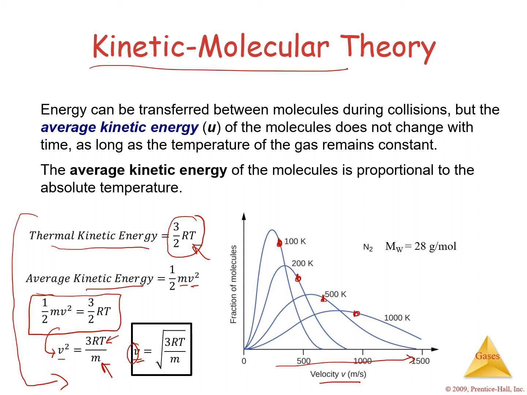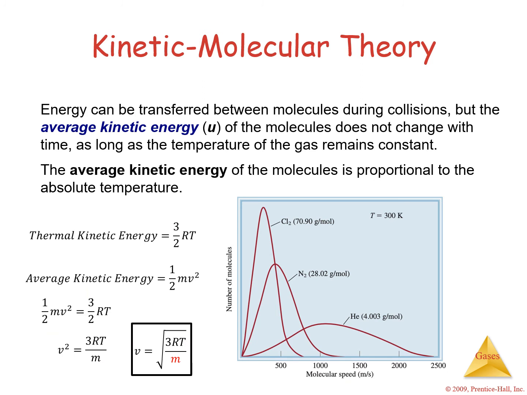But the general shape shows you that this is specifically for nitrogen gas, so with a specific molecular weight, so the mass is constant. So you can see that as the temperature is rising, from 100 to 200, 500, and 1,000 kelvins, the average molecular velocity is also rising.